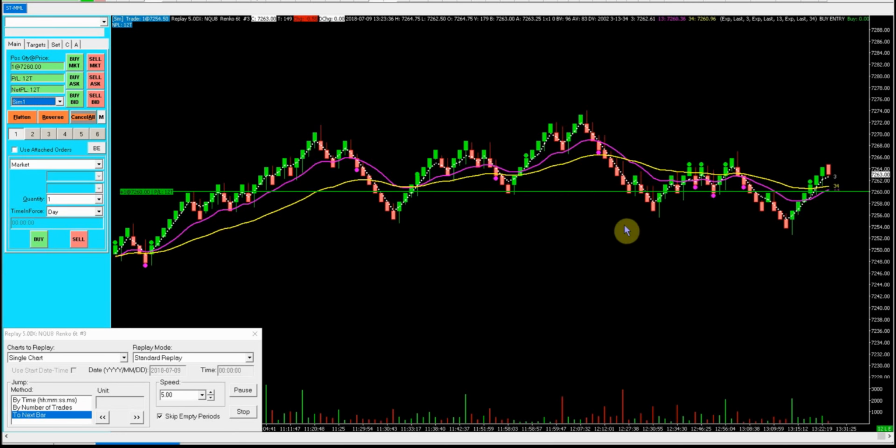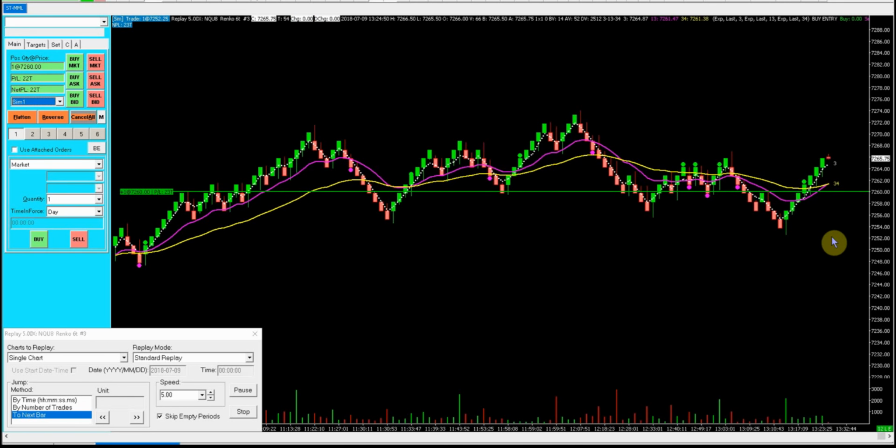Anyway, we're into position. The algorithm will get you out anyway because it'll just cross over and get you out of that long position once it crosses back over to the downside. So you can play with that. We're already up 20 ticks, 24 ticks, whatever.